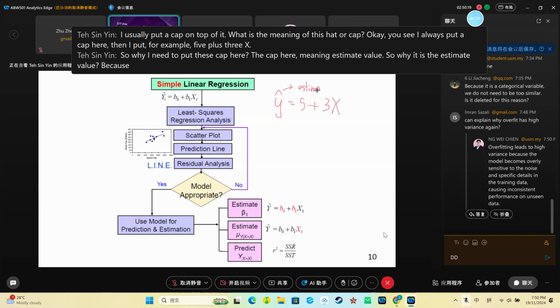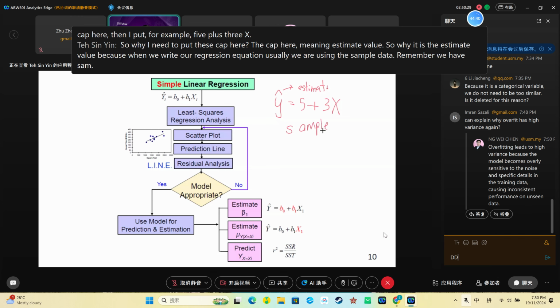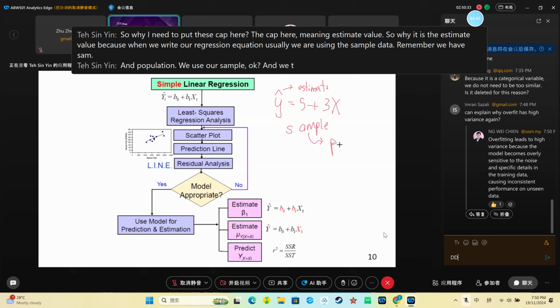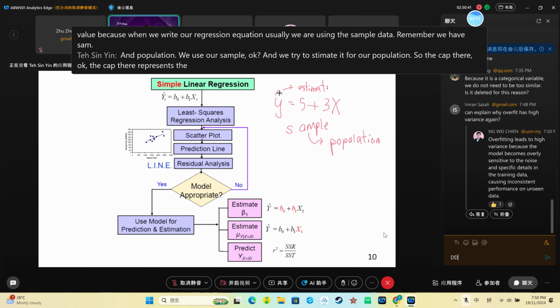Why is it an estimate value? Because when we write our regression equation, usually we are using the sample data. Remember, we have sample and population. We use our sample and we try to estimate for our population. So the cap represents the sample value. This linear regression comes from the sample data.